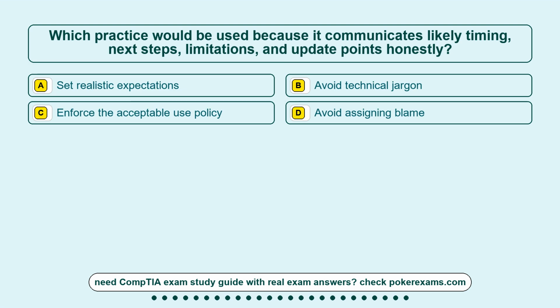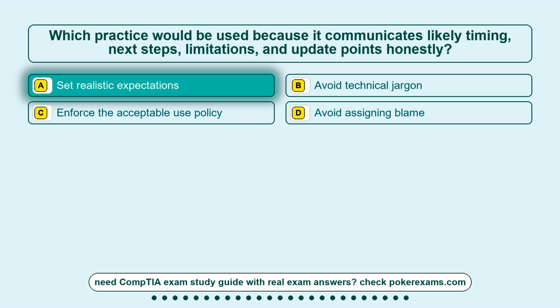Question 17. Which practice would be used because it communicates likely timing, next steps, limitations, and update points honestly? Option A, set realistic expectations. Option B, avoid technical jargon. Option C, enforce the acceptable use policy. Option D, avoid assigning blame. The correct answer is option A, set realistic expectations.